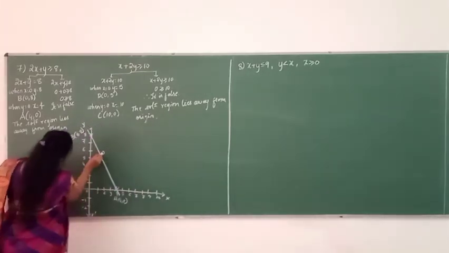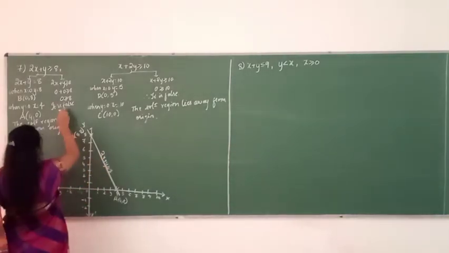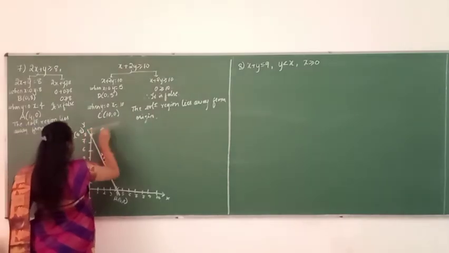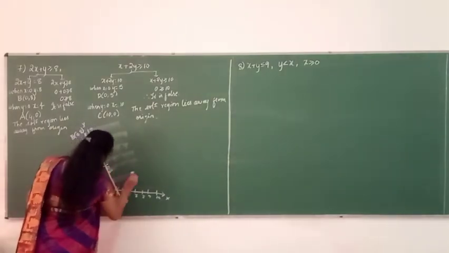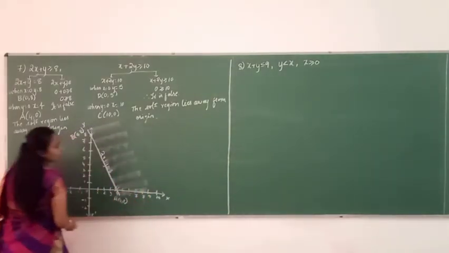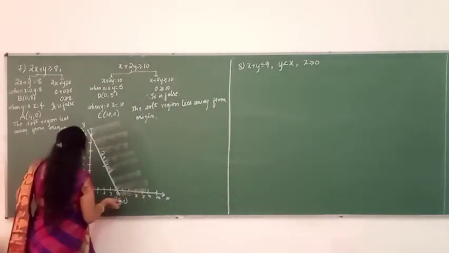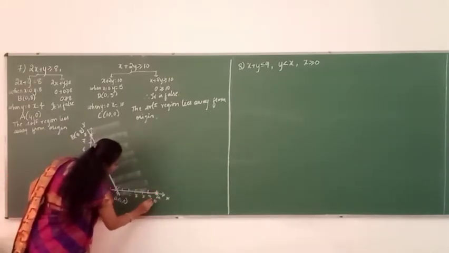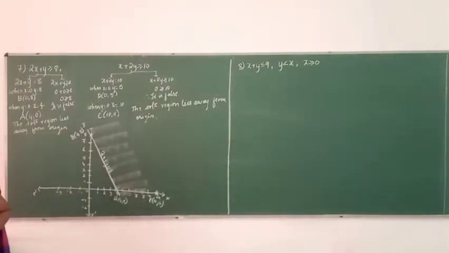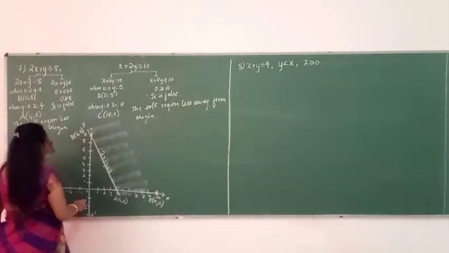Which is nothing but 2x plus y is greater than or equal to 8. So as it is false, it will be lying away from the origin. Fine. And the next inequality: C is nothing but (10, 0), and D is nothing but (0, 5).